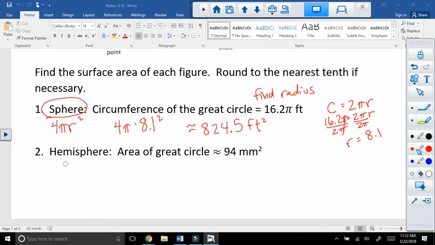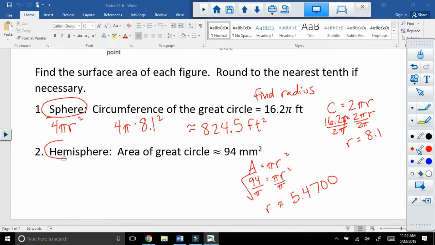Wait, the next one, it gives us the hemisphere, and it gives us the area of the great circle. So if this is the area of the great circle, you have some choices. This would be my guess as to how most people would do this. Area equals pi times the radius squared. So the area 94 equals pi times the radius squared. Go ahead and divide by pi, and then you take the square root. So the radius is about 5.47.